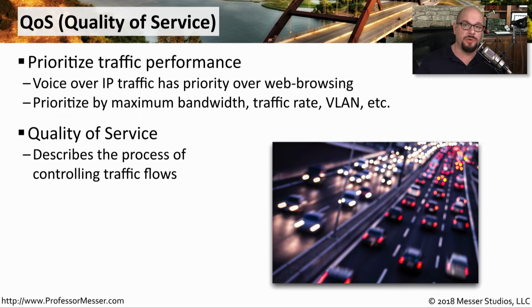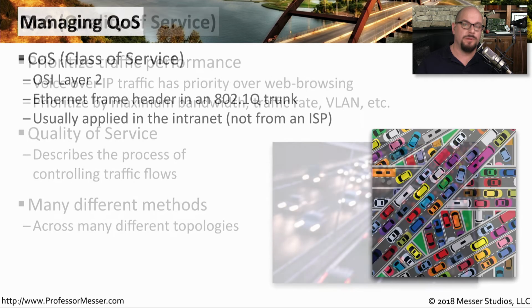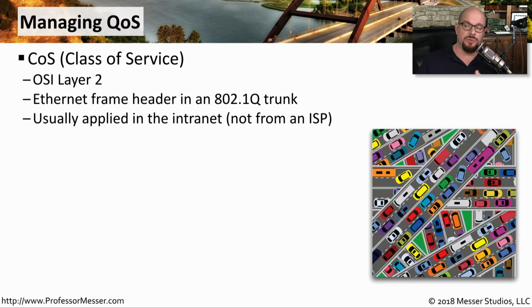This is a very broad description that allows us to define the process of controlling these traffic flows across the network. There are many different ways to implement quality of service across many different topologies, but there are certain standards that you'll often see used on most people's networks. One of those standards is the class of service, or COS, that you can configure on an OSI Layer 2 network. This is a type of prioritization that is performed inside the Ethernet frame header in an 802.1q trunk. So this is very specific to communication between switches.